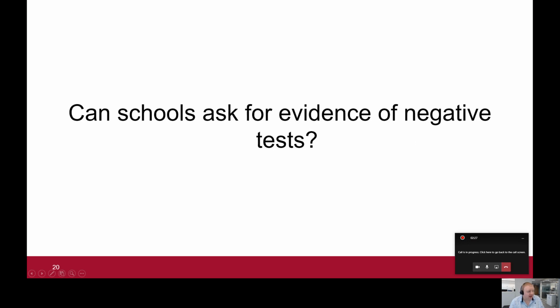Next question is, can schools ask for evidence of negative tests? The Department for Education guidance is very clear on this. Schools should not request evidence of negative tests or other medical evidence before bringing children back into school. So the answer is no.